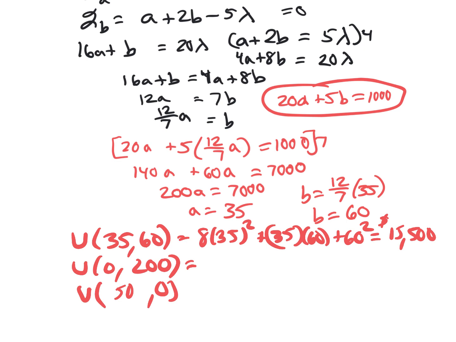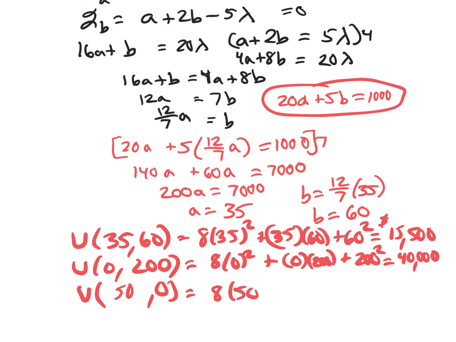Still kind of annoying though, because for the next one it's 8 times 0 squared plus 0 times 200 plus 200 squared, which ends up being 40,000. Okay, so that's definitely more than the 15,500. And the last one is going to be 8 times 50 squared plus 50 times 0 plus 0 squared. So that ends up being 20,000.